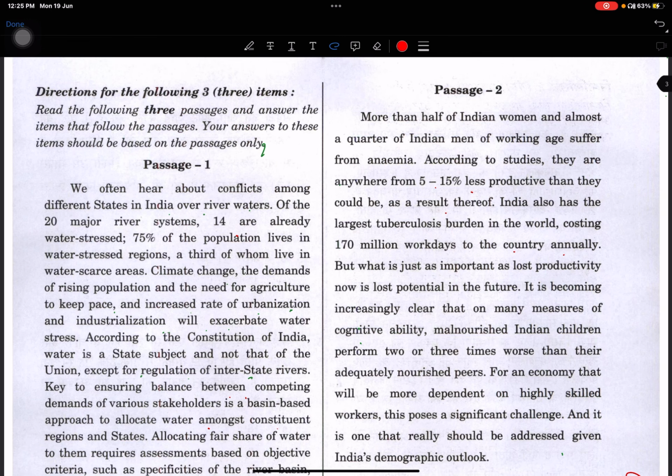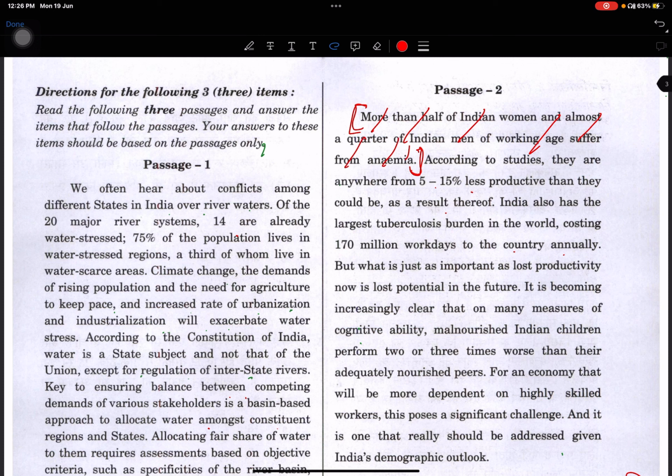Passage is, more than half of Indian women and almost a quarter of Indian men of working age suffer from anemia. This is a fact about India, a problem of Indian women and a quarter of Indian men कि वो सब anemia से suffer कर रहे हैं. If you have kept the question in mind, this should not be our problem. These lines should not be kept in our mind.